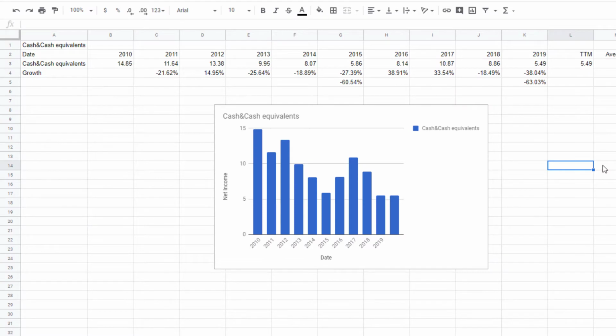So if you take a look at the trend of the cash and cash equivalents, and actually this also includes short-term investments, the picture is not that bright. If we take a look at 2010, it was 14.8 billion. And in 2019 it was almost 5.5 billion. And year over year there was a decrease of 38%, so that's quite significant. So there's definitely something to look into further, into the annual and quarterly reports, to see what's going on there.